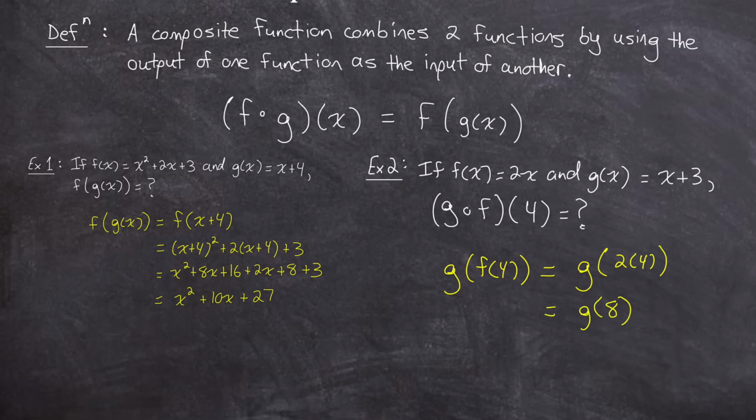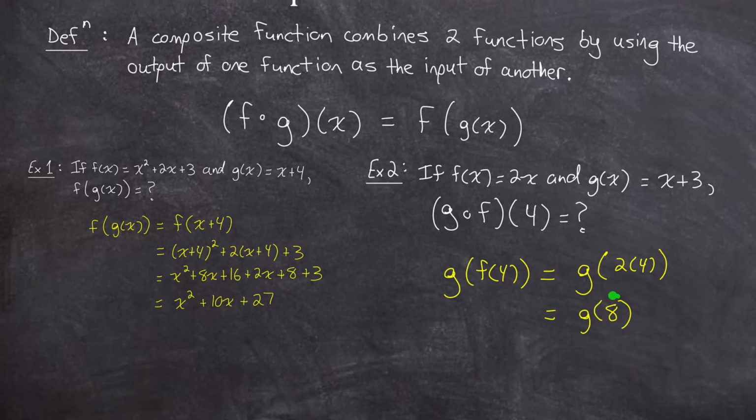So 8 is the output of my f of x function when x is 4. So I'll use that as the input for my g of x function. So I'll use 8 as the input in my g of x function. G at 8 is 8 plus 3, which is 11.